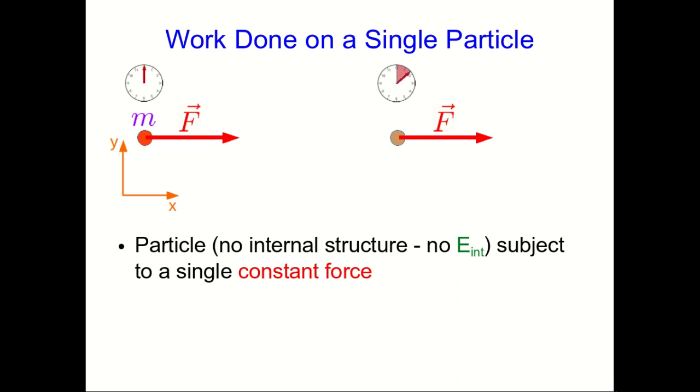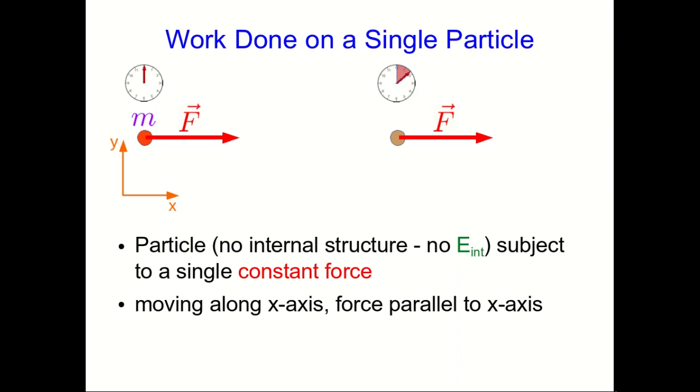To learn to calculate work, we're going to start with the simplest situation possible. A particle, which has no internal structure, and so there's no possibility of changes to its internal energy, and it's subject to a single constant force. This particle is moving along the x-axis, with a force acting on it parallel to the x-axis. Now this may seem like an extreme idealization only of interest to particle physicists, but actually it's a good approximation quite often for fairly rigid objects.